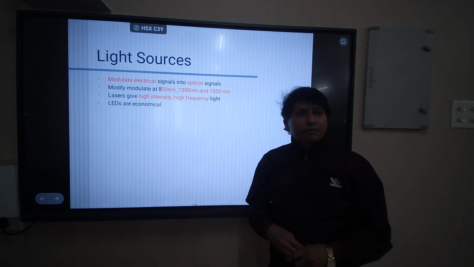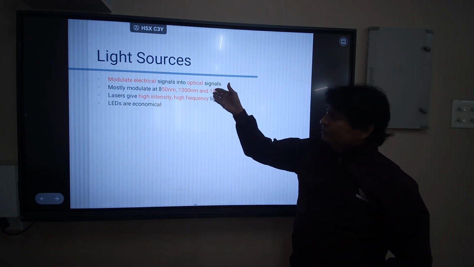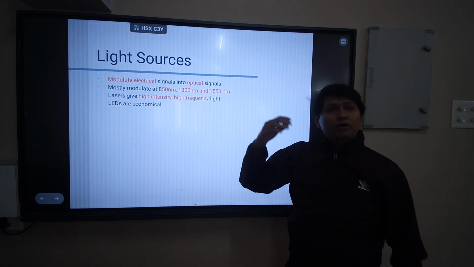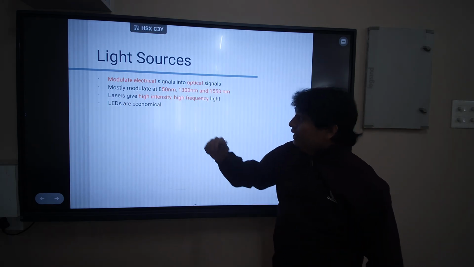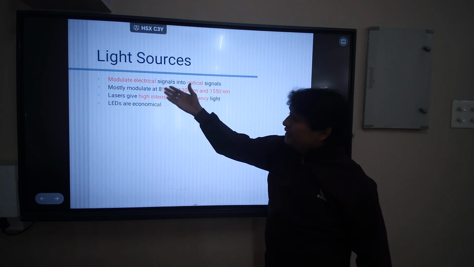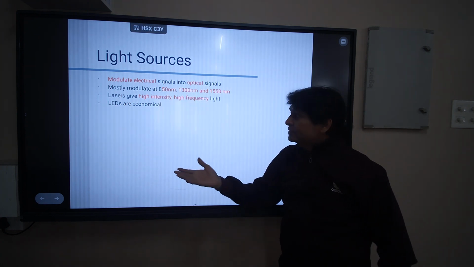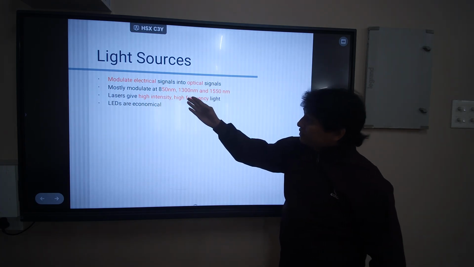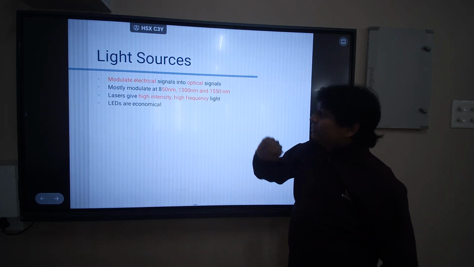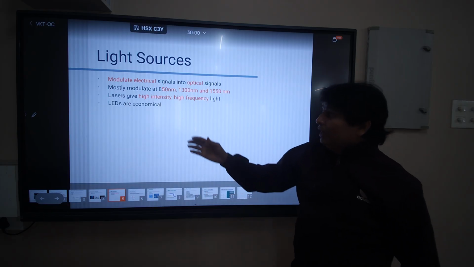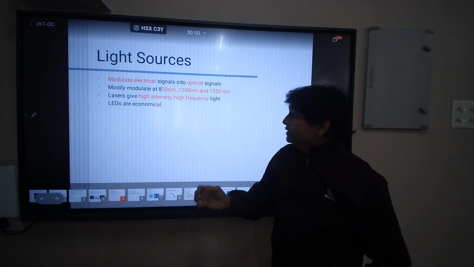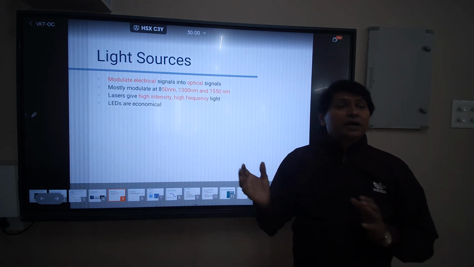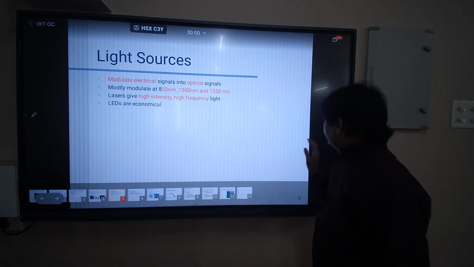Now, what are the advantages of the light sources? The function of the light sources is that they modulate the electrical signal into the optical signal, as I said in the previous slide also. At the same time, these light sources, that is LED as well as laser, can modulate the light at 850 nanometer, at 1300 nanometer, and at 1550 nanometer. Laser gives a very high intensity and very high frequency light signal. LED, as compared to the laser, is very economical.